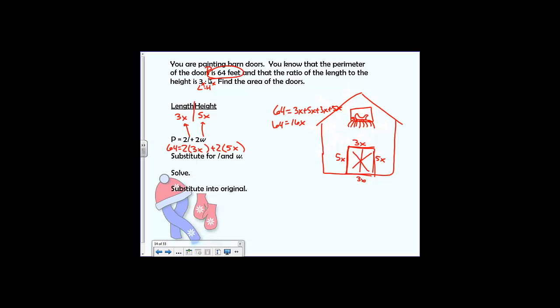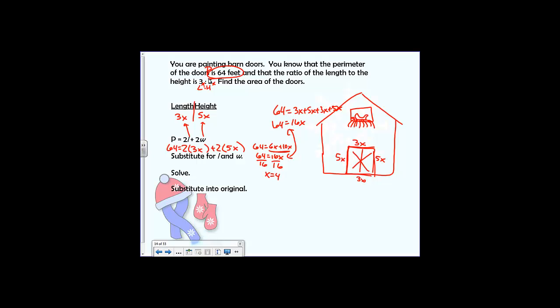What's 2 times 3x? So I have 6x plus 2 times 5 is 10x. And when I combine like terms, 64 equals 16x. Same as that, right? Whichever way you like better is going to get us both to the same point as long as you do it right. So I divide by 16, divide by 16, so x equals 4, right?